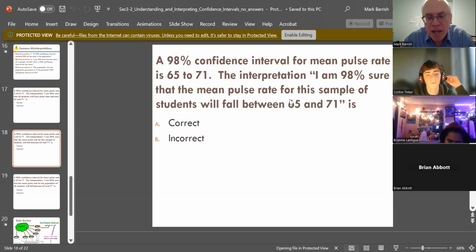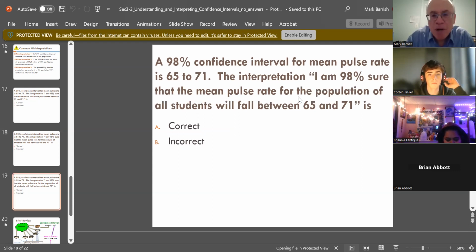Well, again, it's saying the mean pulse rate of the sample. The sample is 100% sure it's in the interval. So, no, it would have to say, let's see the next one. It shows you the correct one. Yeah, that's the correct one. So this is false also.